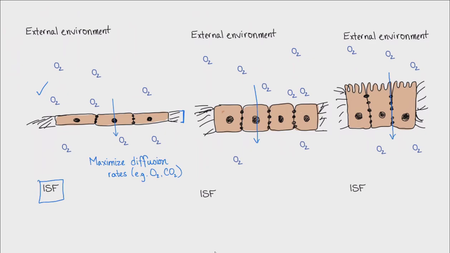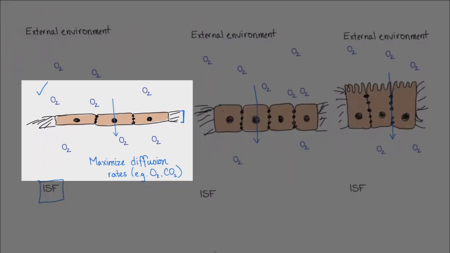So it would make sense then that where we want to maximize the diffusion rate of oxygen or CO2, we're going to use this simple squamous epithelial tissue. And indeed, in anatomy, you are taught that the lungs do in fact use simple squamous epithelial tissue, the one that is here on the left.